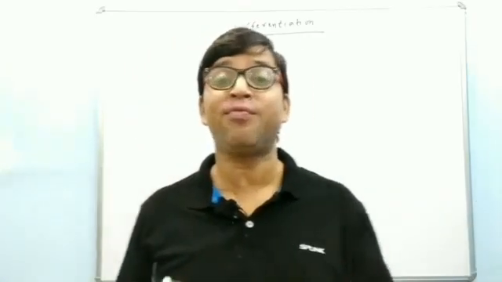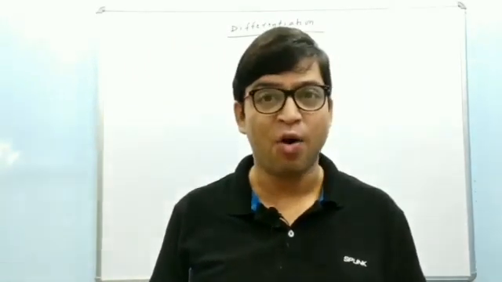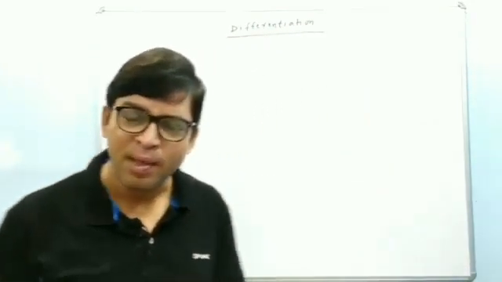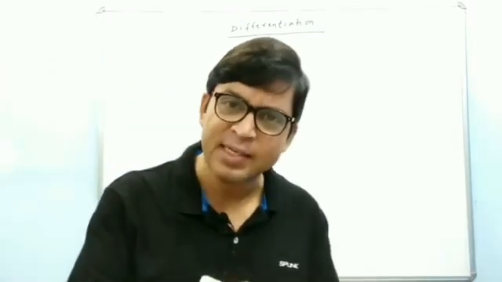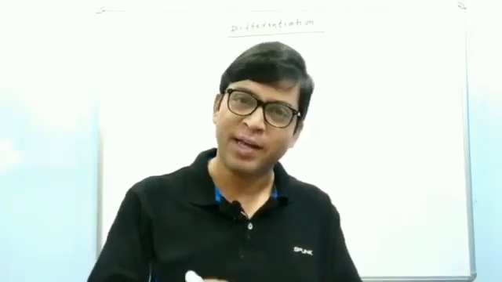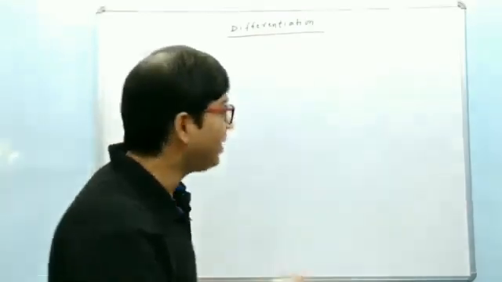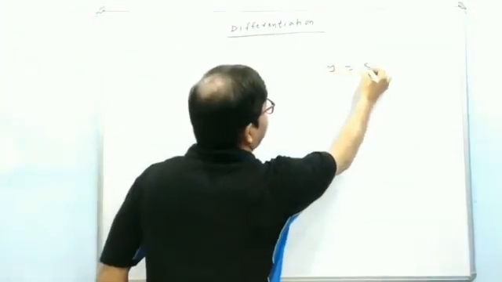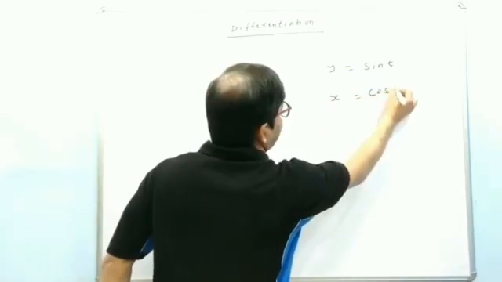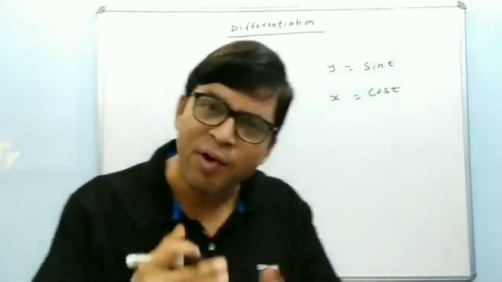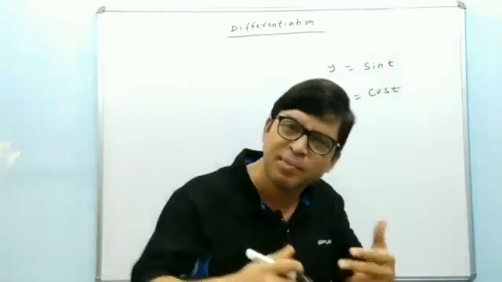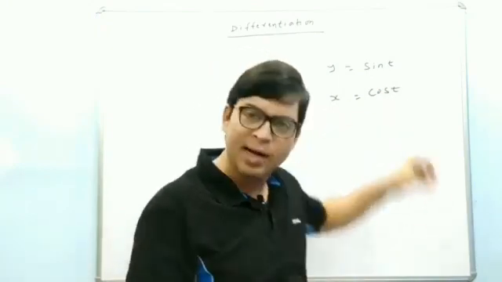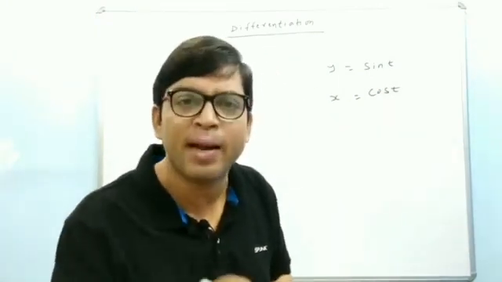Now we will see differentiation of parametric form. Do you know the meaning of parametric form? Parametric form is that form in which x is defined in terms of something else and y is also defined in terms of that thing only. One example I am taking: y is equal to sin t, x is equal to cos t, and we need to find dy by dx. Parameter means it is represented in terms of something else.